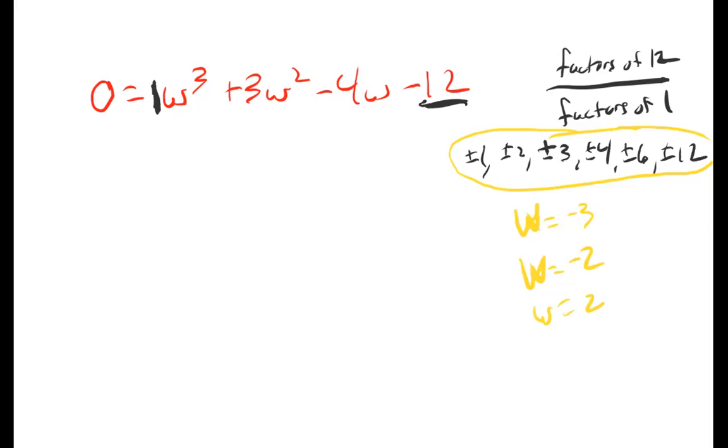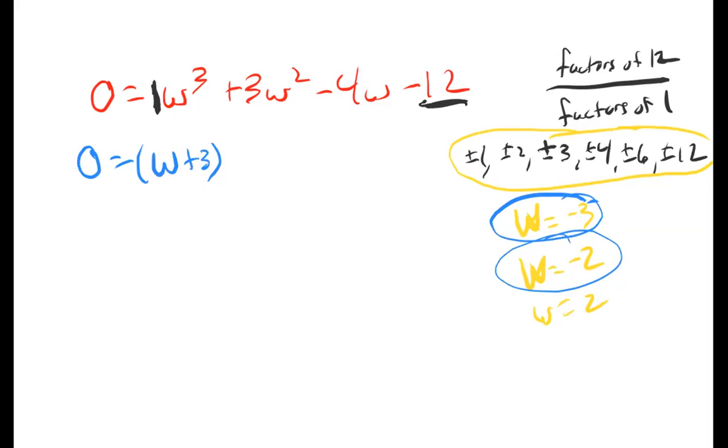Now, in the scope of this word problem, there's no way the negative ones could work. The width of a box can't be negative, right? But we're solving a polynomial, so we have to bear with it. What that really means is if we were to factor this, we'd have W plus 3, because -3 makes it 0, W plus 2, because -2 makes it 0, and W minus 2. Since the first two make no sense in our problem, because we can't have a negative width, the width of our rectangle would have to be 2.